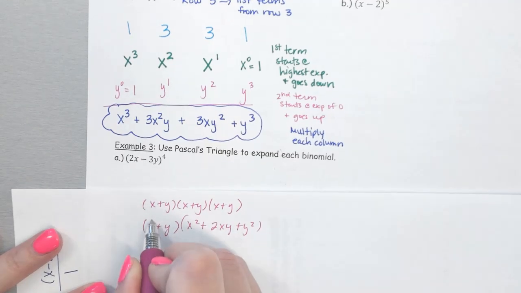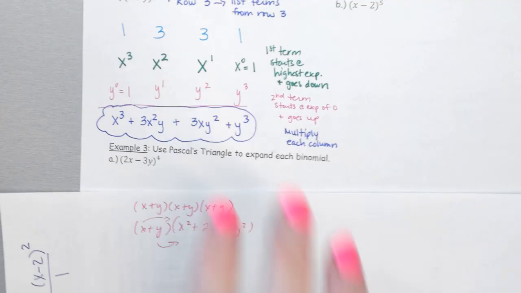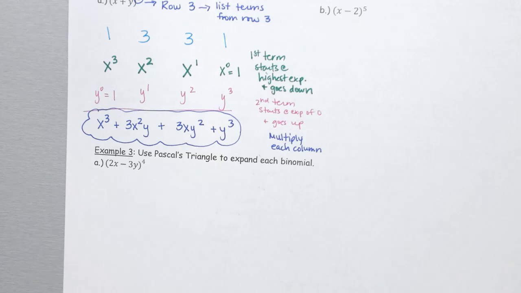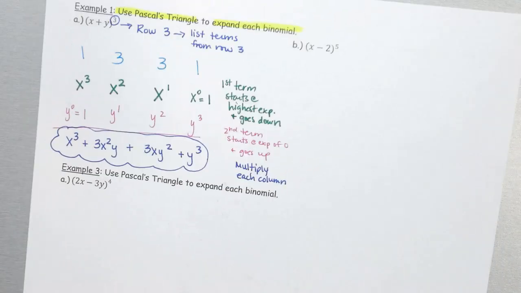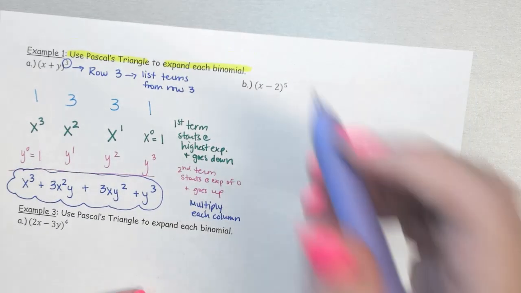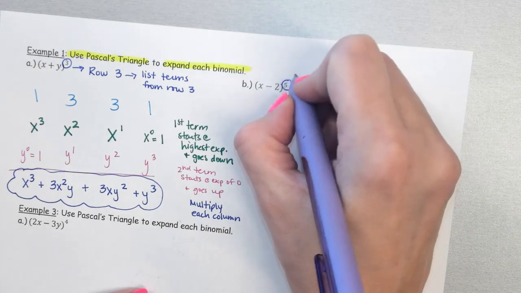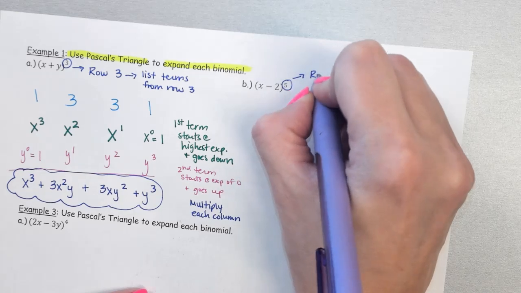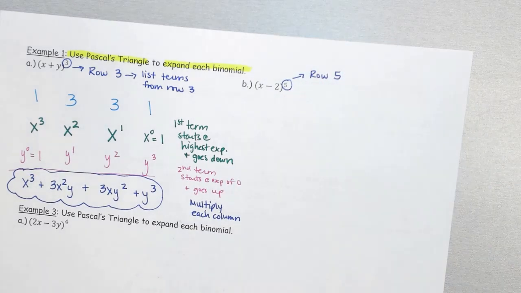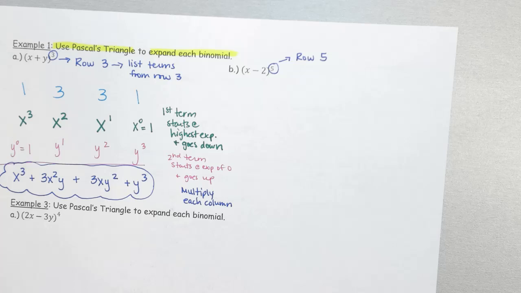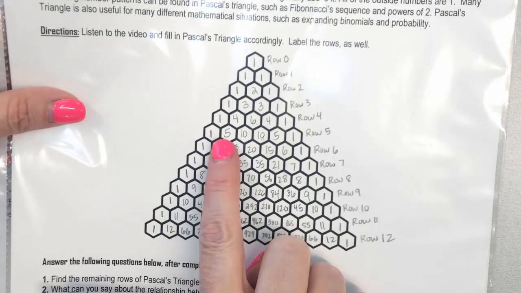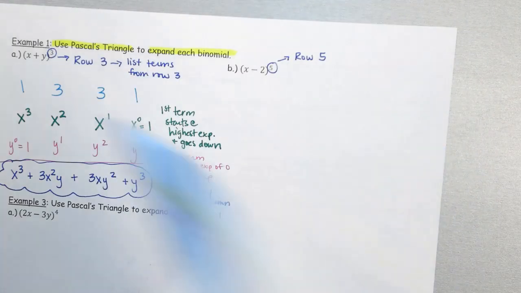Okay, you could do that, distribute, but this way is a little bit quicker, so we are going to learn both ways and know both ways. Okay, so for the next one, your exponent is 5. So you are going to look at row 5, and we're going to write those coefficients above. So in row 5, I have 1, 5, 10, 10, 5, 1.